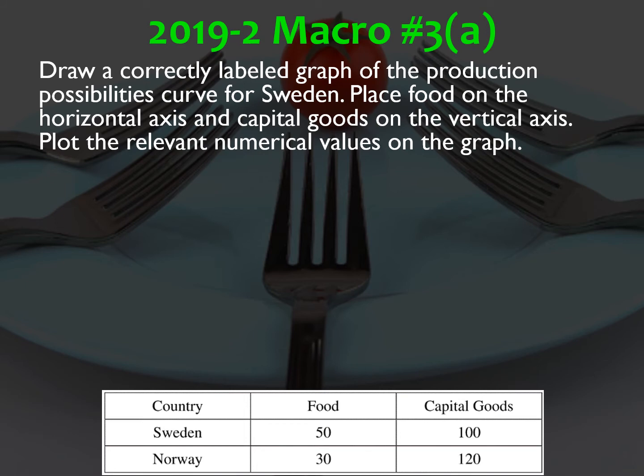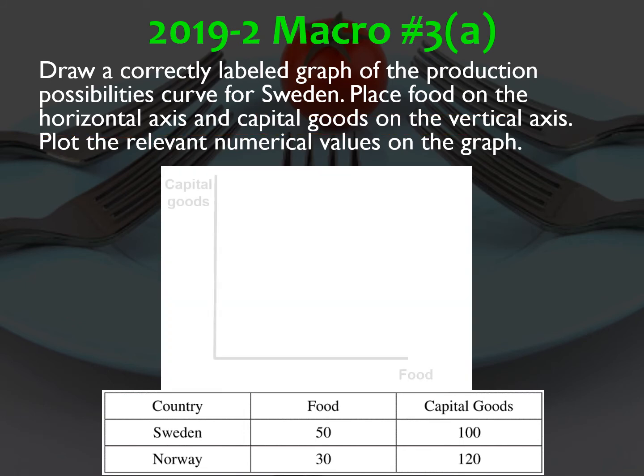I cannot tell you how important this part is. They tell you where to plot each good, and people often do it backwards. And if you do it backwards, they can't give you credit. There is no partial credit on the AP macro micro test. So if you mess one little thing up, it could torpedo your entire response. So be very careful that you put the right good on the right axis. So capital goods on the vertical axis, food on the horizontal axis.